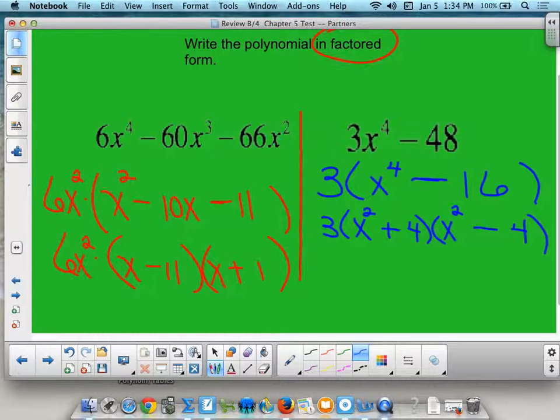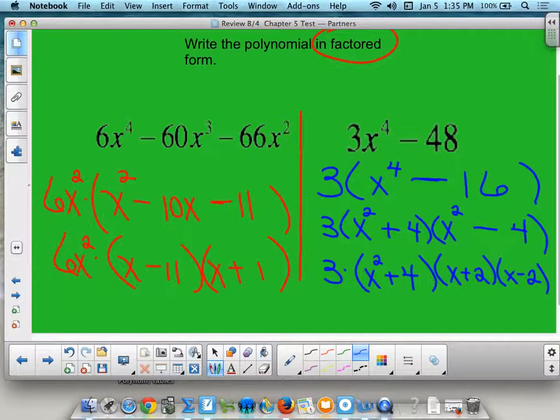Because one of these binomials is still factorable. The difference of two perfect squares is x plus 2 times x minus 2, right? Is this one factorable? X squared plus 4? No. This one you just leave with a 3 out in front.